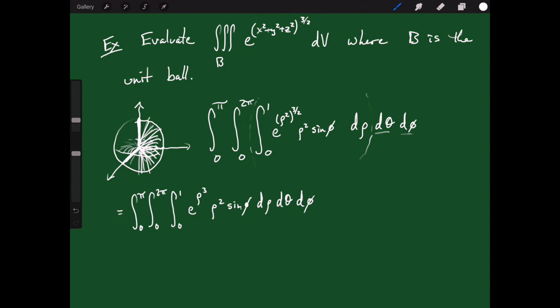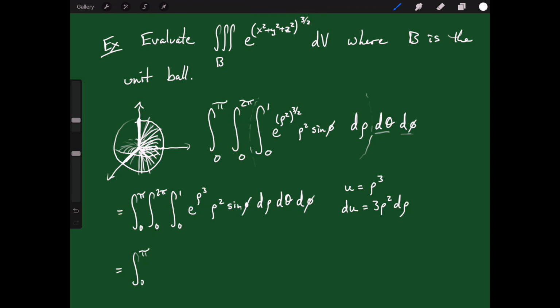Okay, so now what I could do is use a u substitution here. So if I let u be equal to rho cubed, then du would be 3 rho squared d rho. Correct? So now I could rewrite this as the integral from 0 to pi.